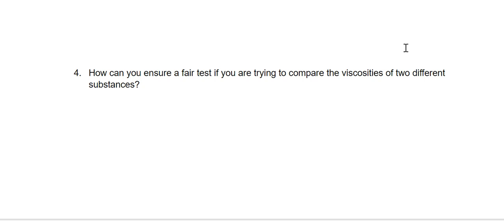And the last one: how can you ensure a fair test if you are trying to compare the viscosities of 2 different substances? We talked about that idea of a fair test. How can we make sure that we are giving a fair chance to all of the substances, or the 2 different substances, when we are testing them?